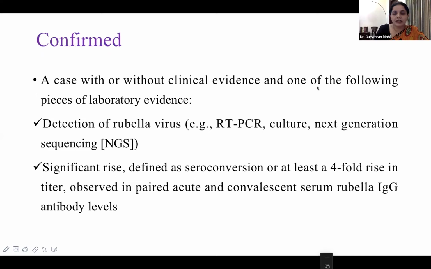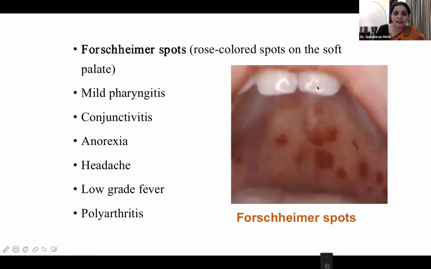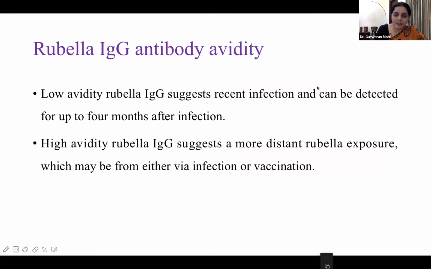So confirmation again is the lab confirmation. In this, we have IgM testing on the serum sample, and then IgG, where there has to be a 4-fold rise. And for the RT-PCR, we take 3 samples: throat swab, nasopharyngeal swab, and urine sample. This is similar for both measles and rubella. And in rubella, we do the avidity test. If the avidity is low, it is a recent infection. If it is high, it can be due to the vaccination.